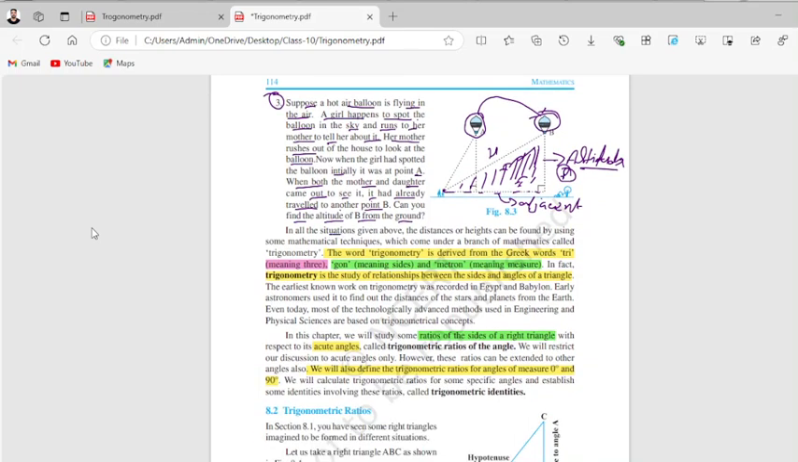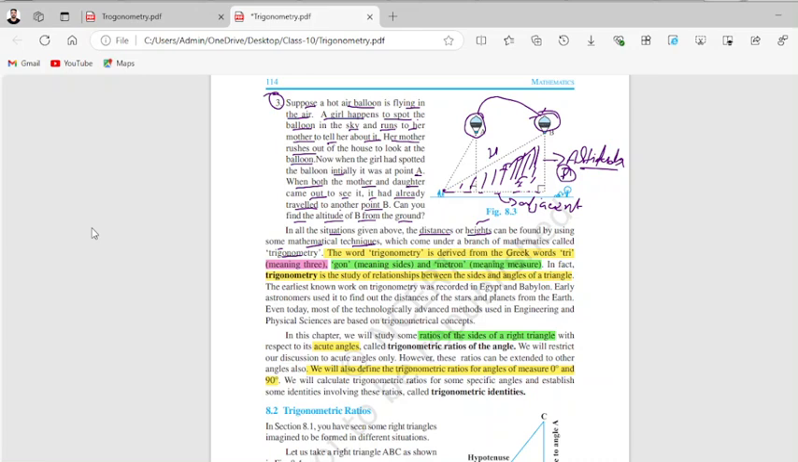In all the situations given above, the distance and the height can be found by using some mathematical techniques which come under the branch of mathematics called trigonometry. In this we use the height, hypotenuse and adjacent side of a triangle. That triangle is called a right angle triangle.